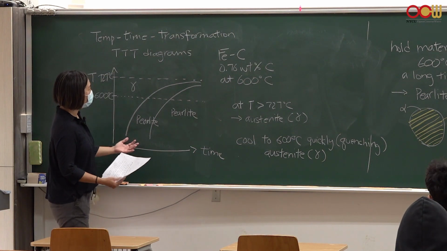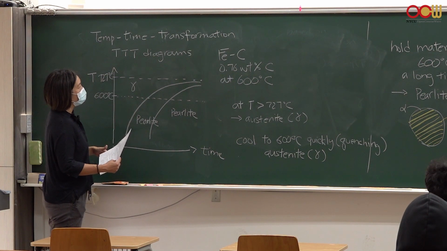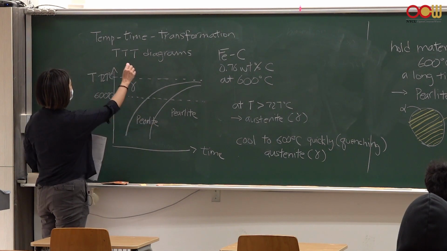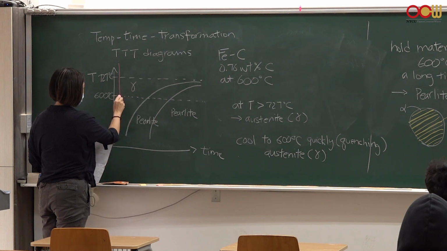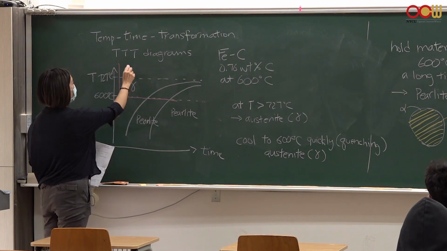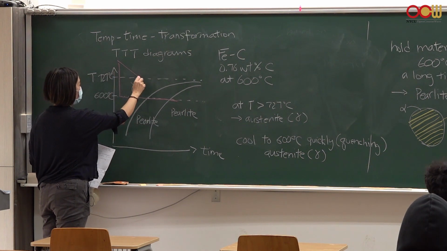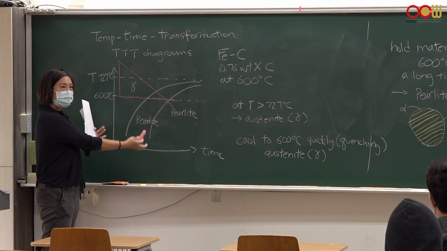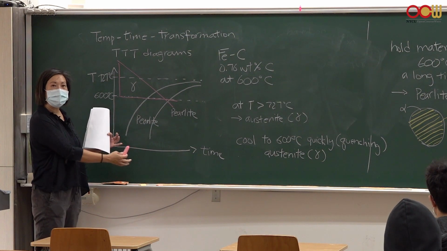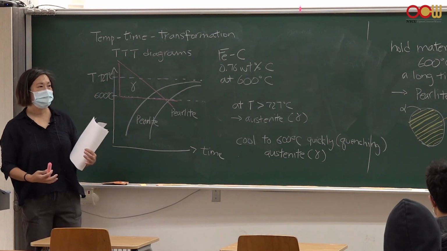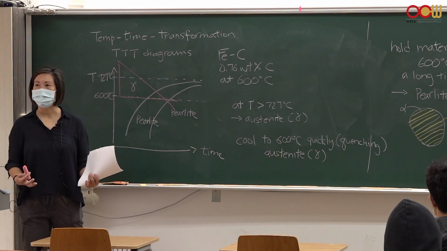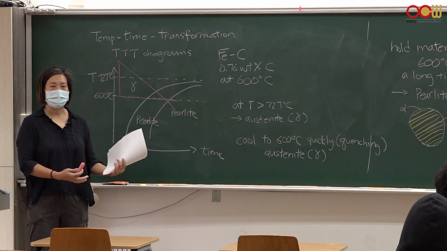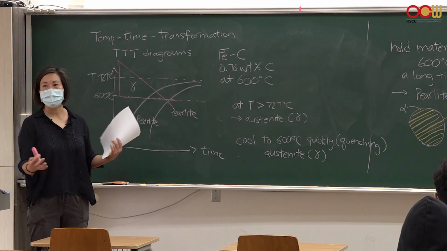So you want perlite at 0.76 weight % carbon. You want to know how quickly you need to, you could either quench it and hold it, or you could cool it very, very slowly, right? You have different ways of getting there. So the TTT diagrams are really helpful for material scientists who are actually making these different materials to figure out, okay, how fast do I need to heat it? How fast do I need to cool it? How long do I need to hold it at what temperature?